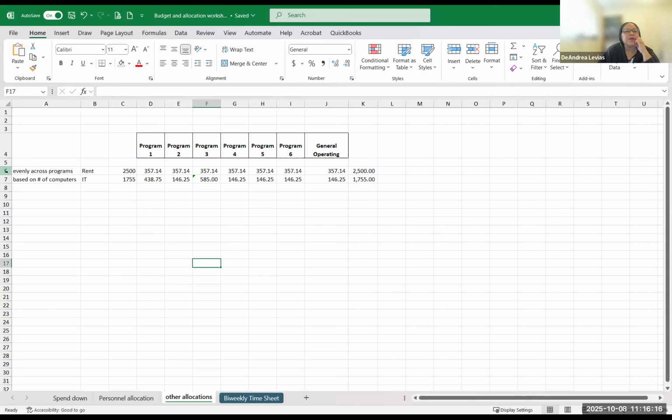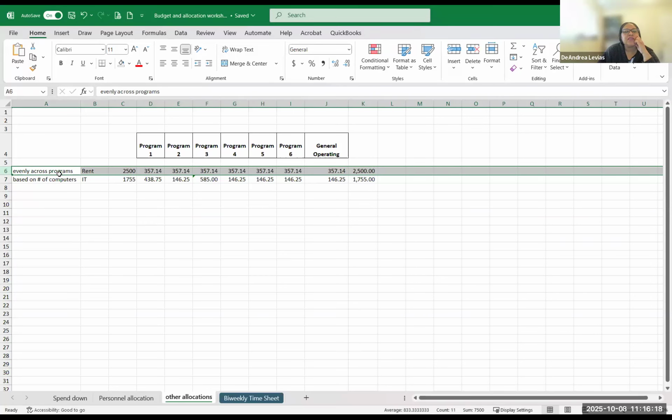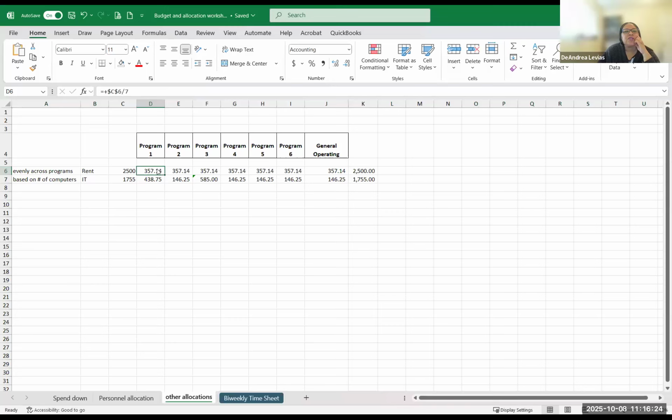This is an example of rent, again, split evenly across the programs. There were 6 programs plus general operating. Rent was $2,500, so rent just got split 7 ways. This one was based on the number of computers. This was the total cost. There were 12 computers in all. This program had 3 people, this program had 1, and so this allocation was done.